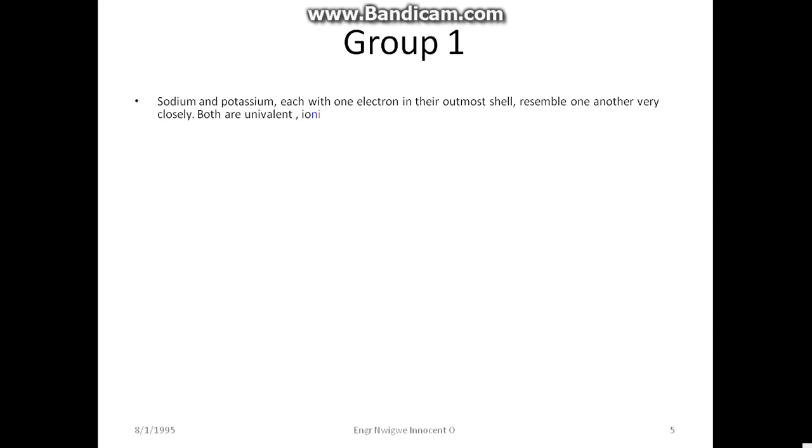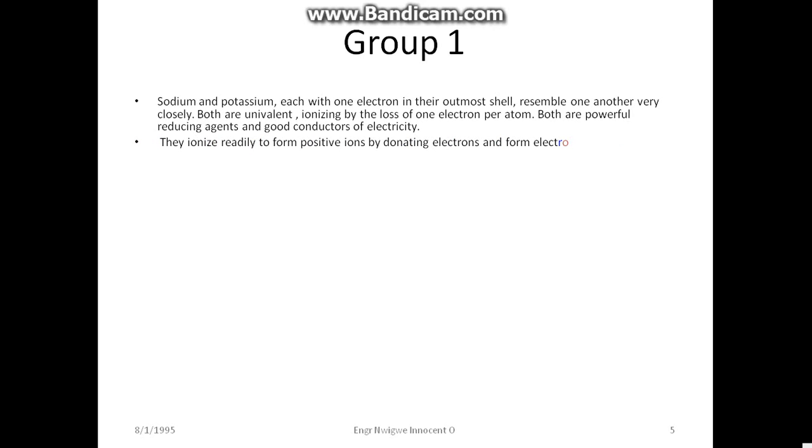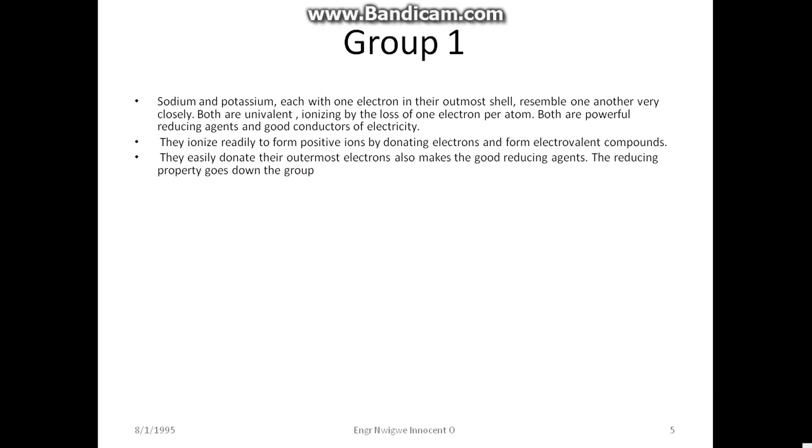Group 1. Sodium and potassium, each with one electron in their outer shell, resemble one another very closely. Both are univalent, ionizing by the loss of one electron per atom. Both are powerful reducing agents and good conductors of electricity. They ionize readily to form positive ions by donating electrons and form electrovalent compounds. They easily donate their atoms' electrons, which also makes them good reducing agents. The reducing property increases down the group.